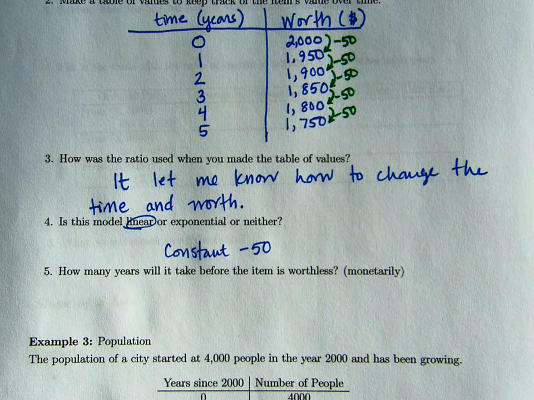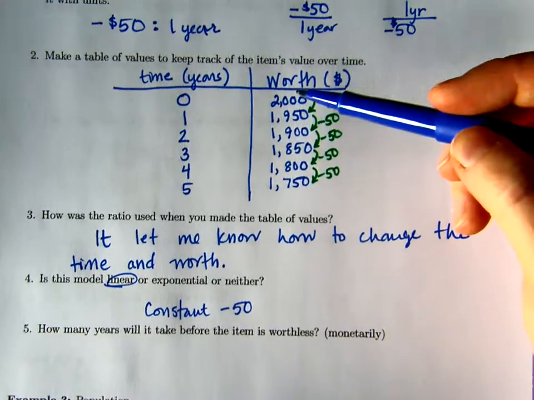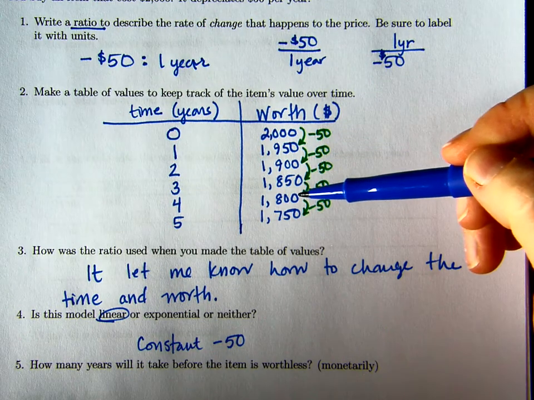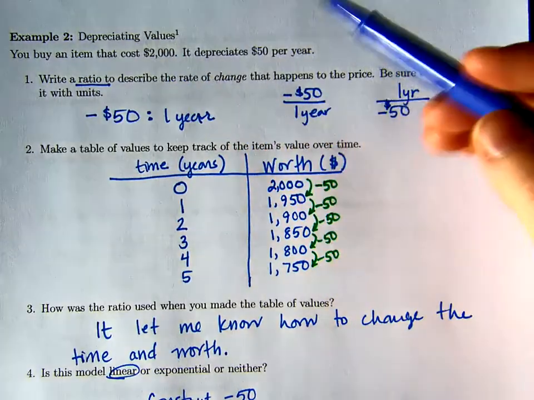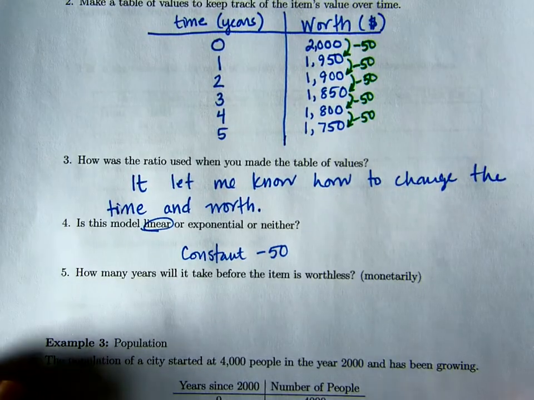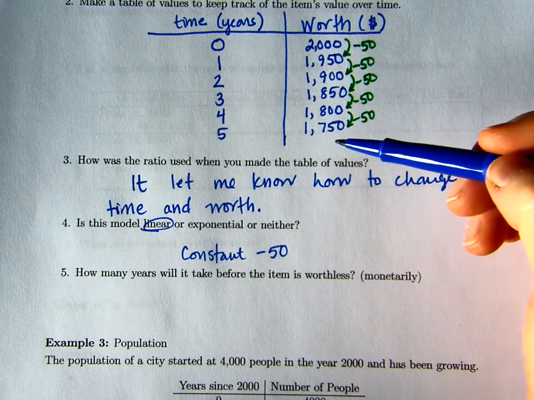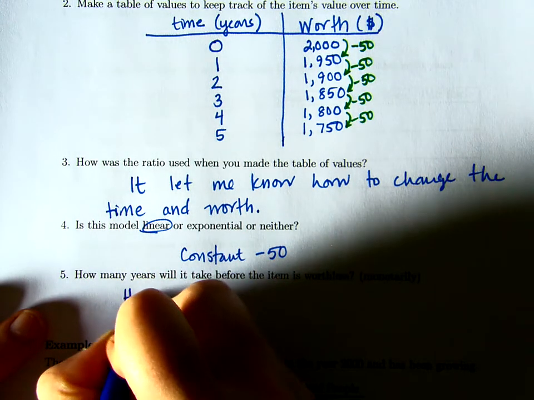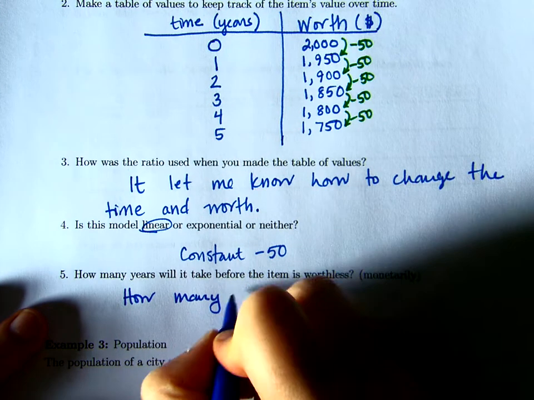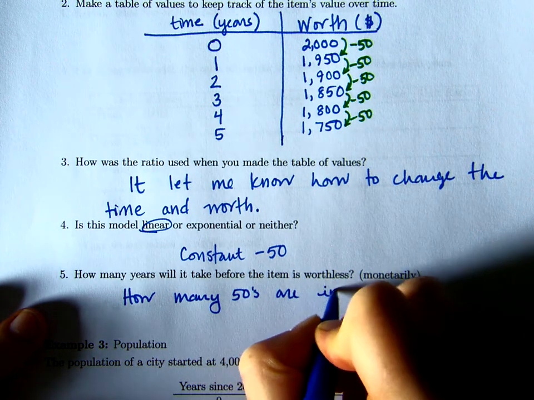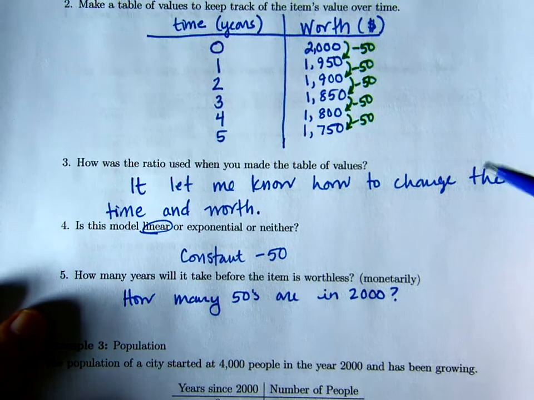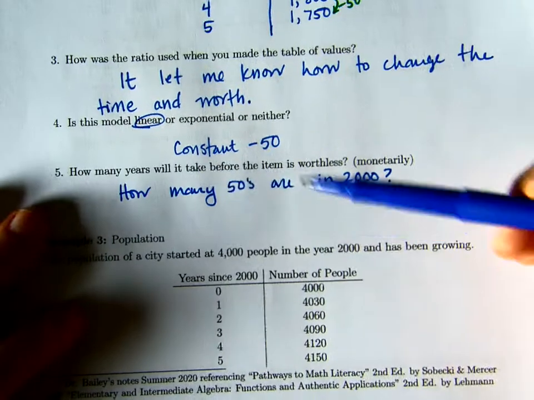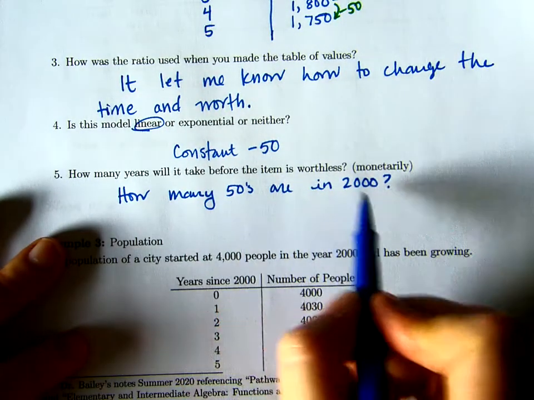How many years will it take before this item is worthless? Oh, I see. If it's $50 a year, how many years until all $2,000 are gone? When I think about this problem, I think it's asking how many 50s are in 2000, because it's starting at 2000 and going down 50 per year. How many times does it do that?